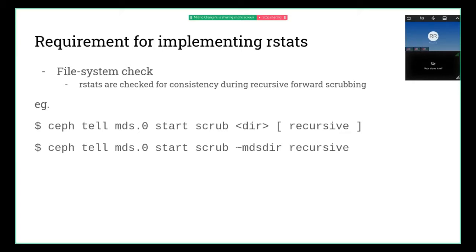In the file system check, the rstats are checked for consistency during recursive forward scrubbing. The following are the ways how scrubbing is started. It can be a regular directory or an internal MDS directory. Without the recursive flag, only one level of the directory is verified for the stats.